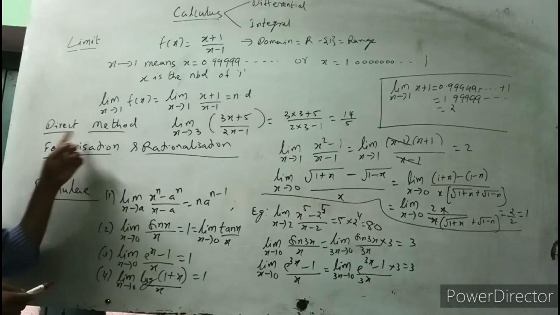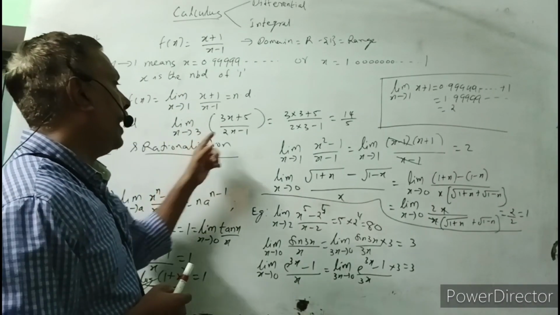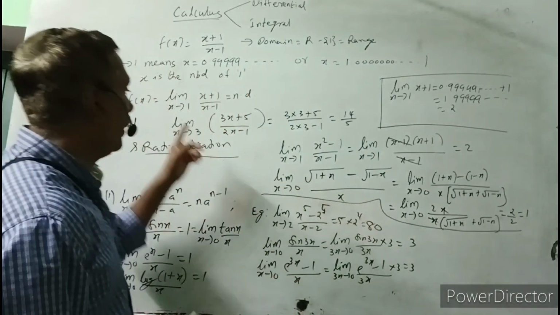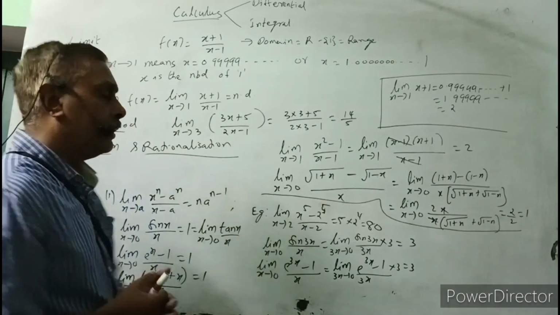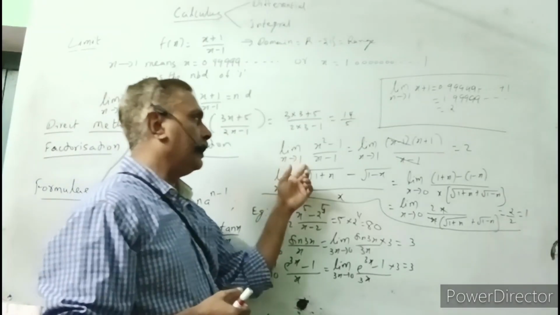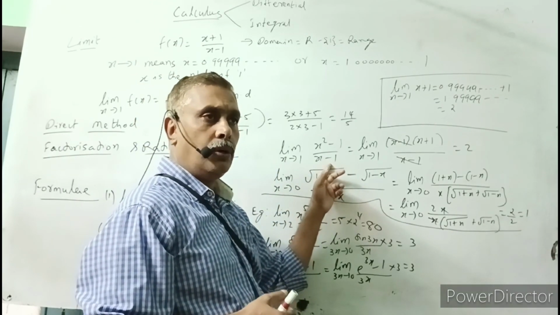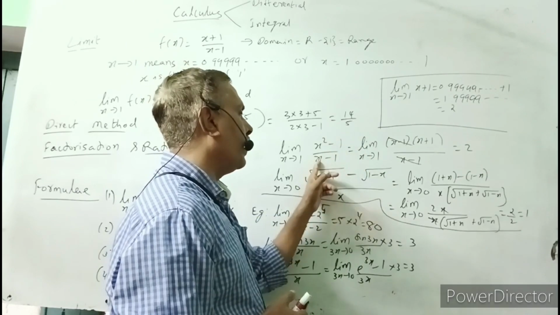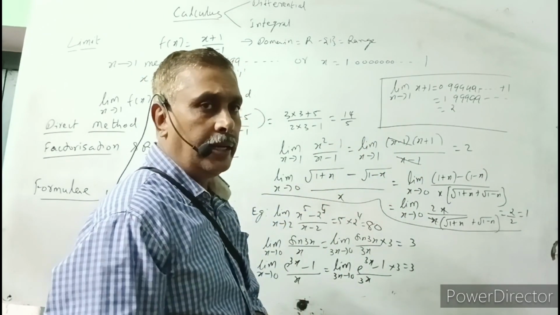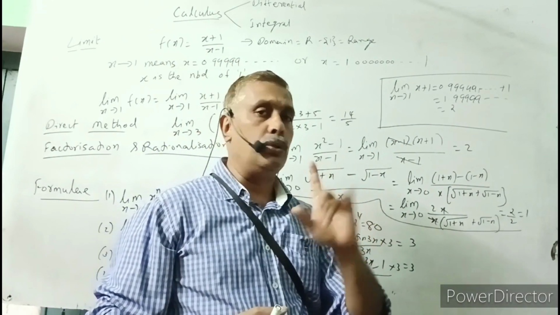Now, the second method is called factorization or rationalization. If the direct method fails, in case the denominator is coming 0 when you are putting the value of x directly in the function, then we will use factorization or rationalization. For example, this one. If I am putting directly x is equal to 1, the denominator is 0, so I factorize the numerator and denominator so that x minus 1 can be eliminated. It can be eliminated because x is equal to 1 is not possible, tends to means not equal to.